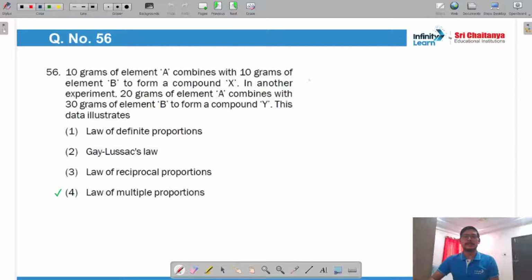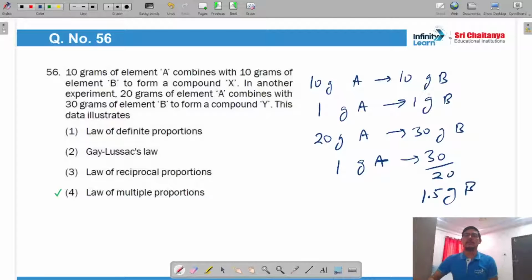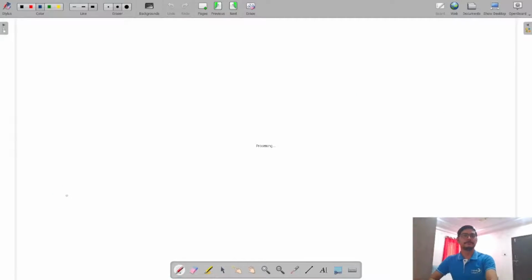10 grams of an element A combines with 10 gram of element B. So 1 gram of element A will combine with, of course, 1 gram of B. Now in another case, 20 gram of element A combines with 30 gram of element B. So of course 1 gram of A, this time it will combine with 30 by 20, that is 1.5 gram of B. So earlier we had 1 gram of B, now we have 1.5 gram of B. That means the ratio of their masses is 1:1.5 or it is 2:3. Is that clear? So law of multiple proportions, that is the correct answer.